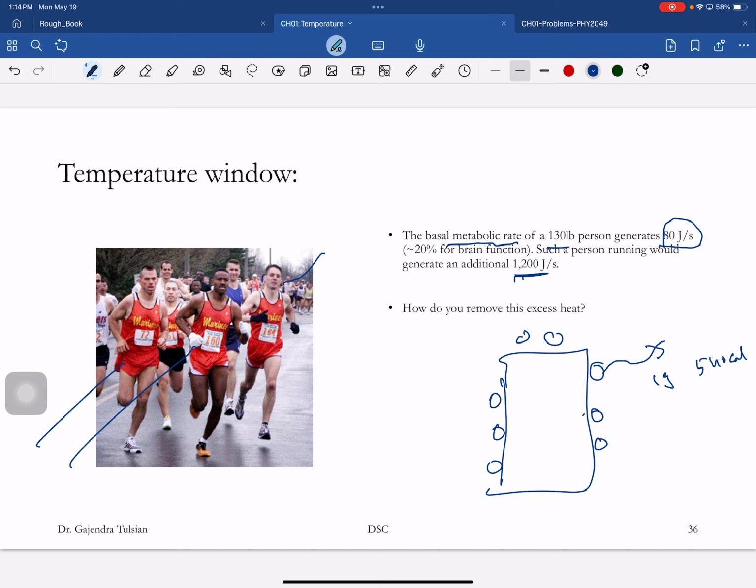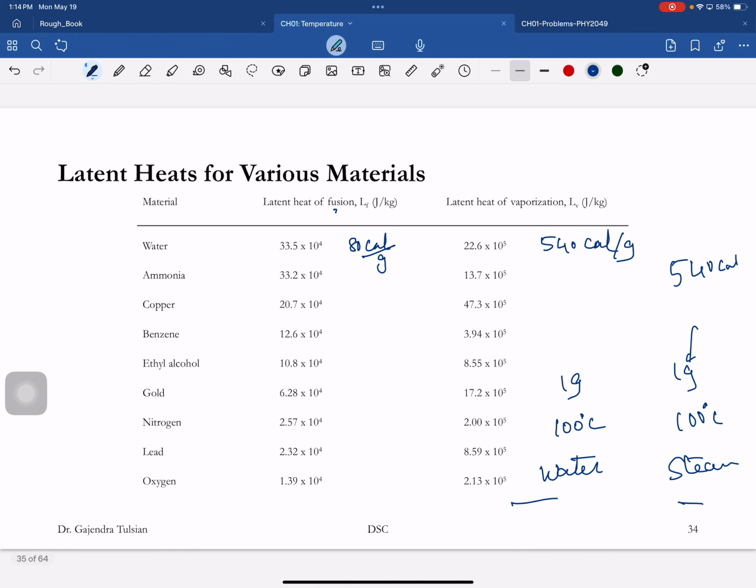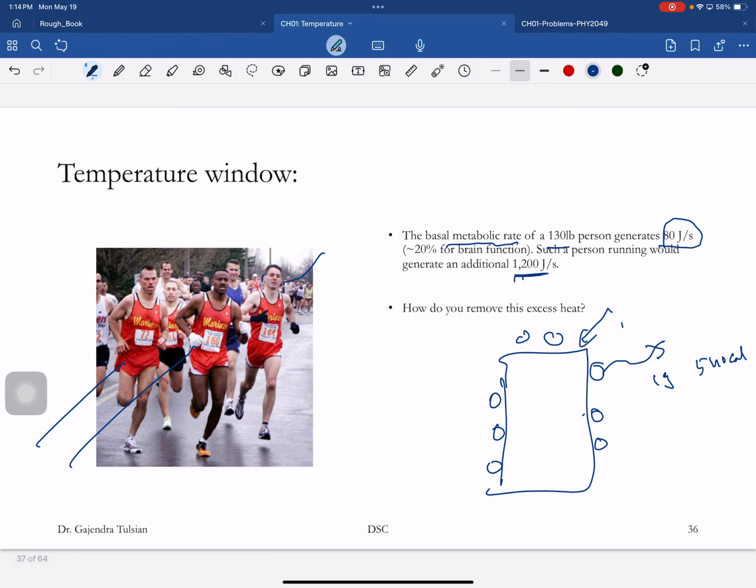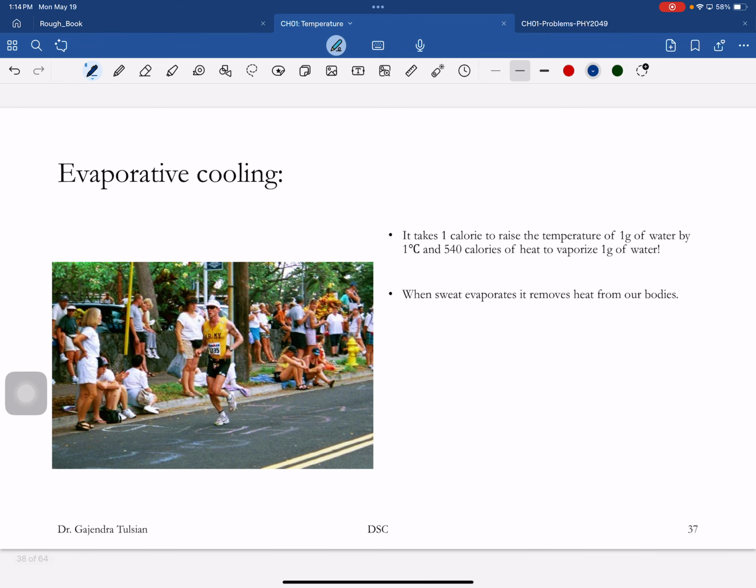So for instance, if you put a treadmill in a sauna and run on there, you can sweat all you want, your sweat won't evaporate. Yeah, and that would be bad news. So we take advantage of these numbers. So when sweat evaporates, it removes heat from our bodies.